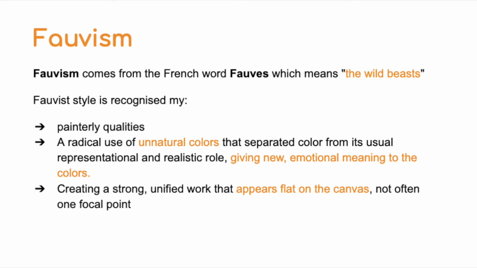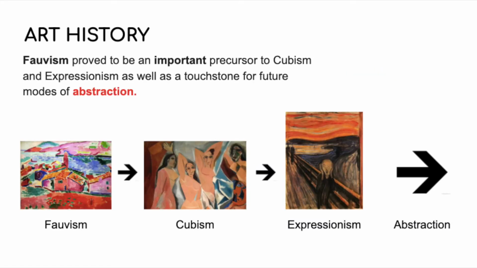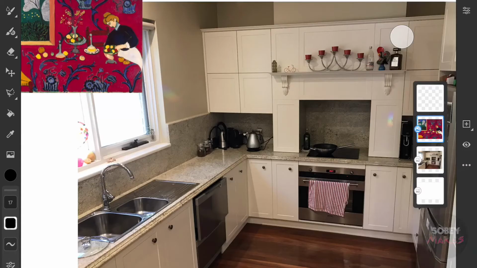So Fauvism is an art period that came after Impressionism, characterized by unnatural colours, new emotional meaning in the colour, and very flat sort of canvases. It came after Impressionism, but if you look here, it's what actually led to Cubism, which then led to Expressionism, which then led to more abstract art. So there's a very pivotal sort of point in art history.